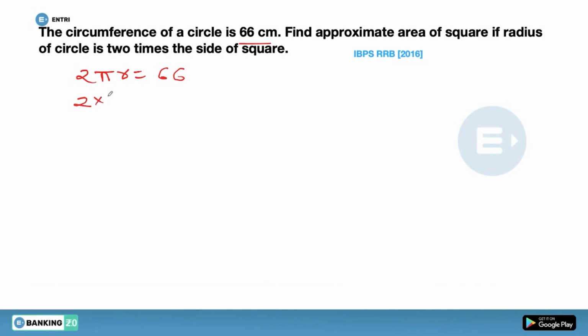2 into 22 by 7 cross r is equal to 66. That means r's value is what? It would go 33 times. That means the r value is 21 by 2.